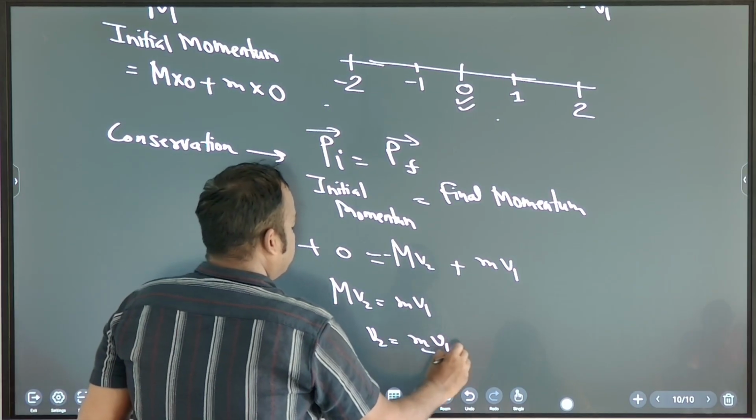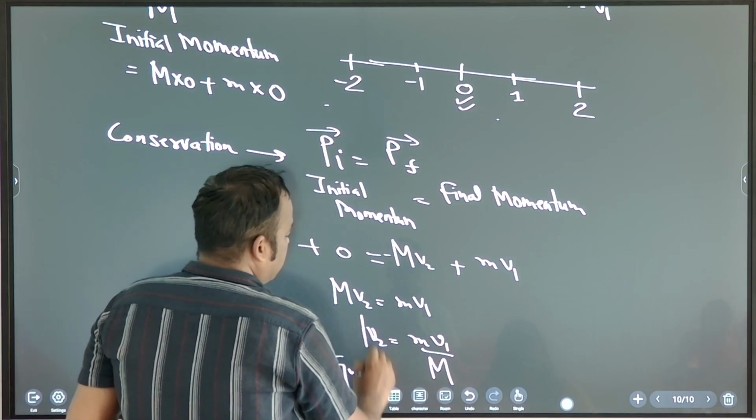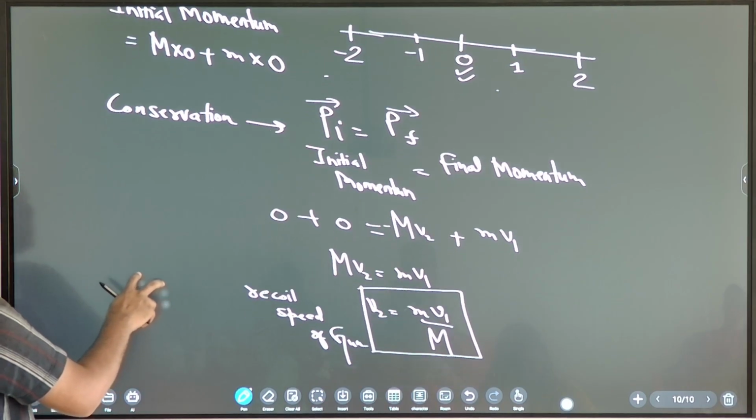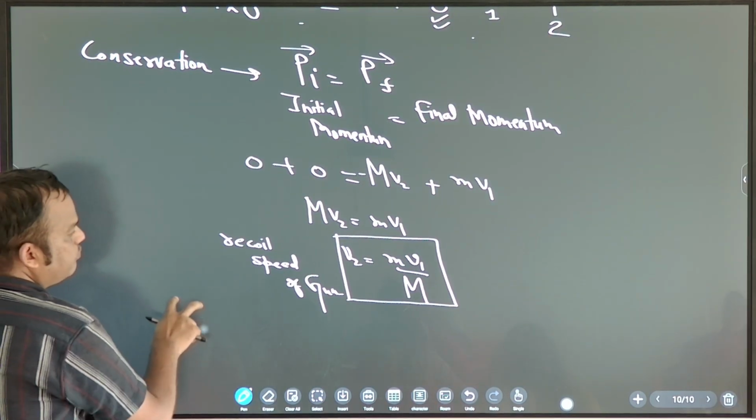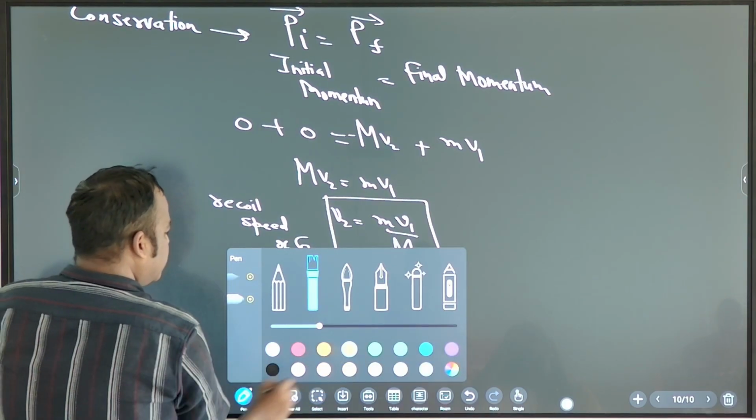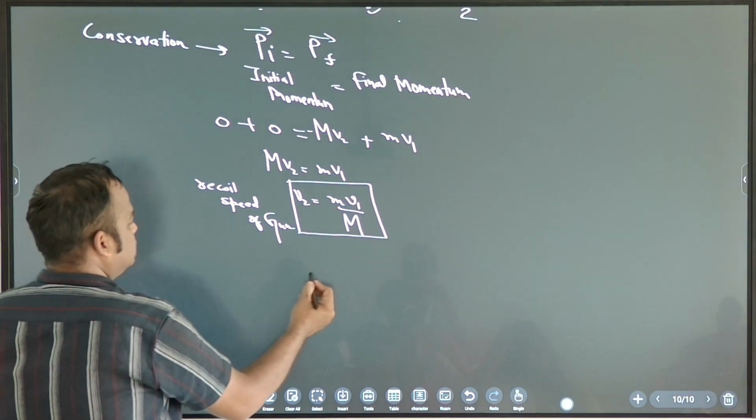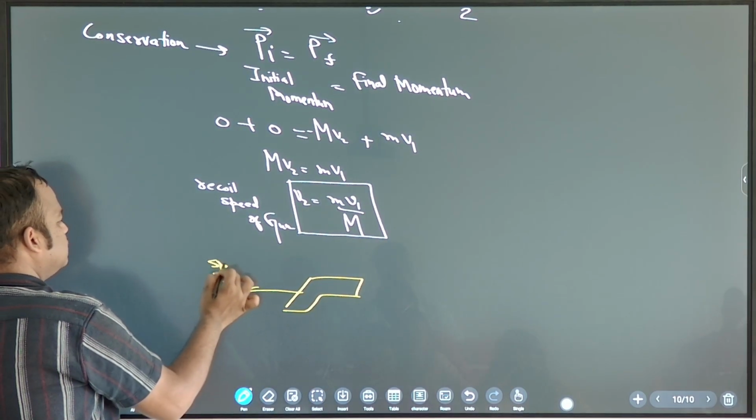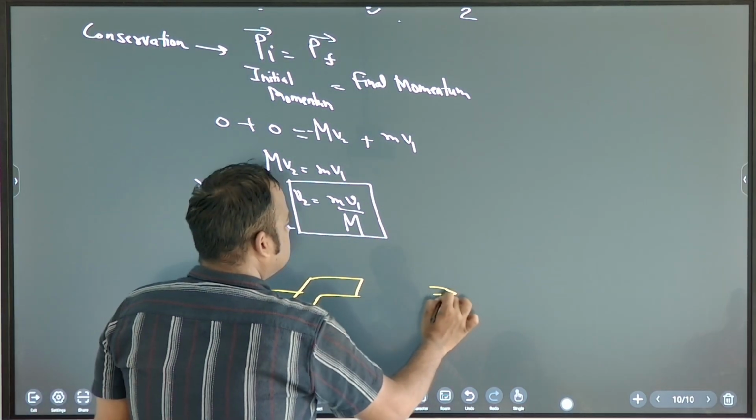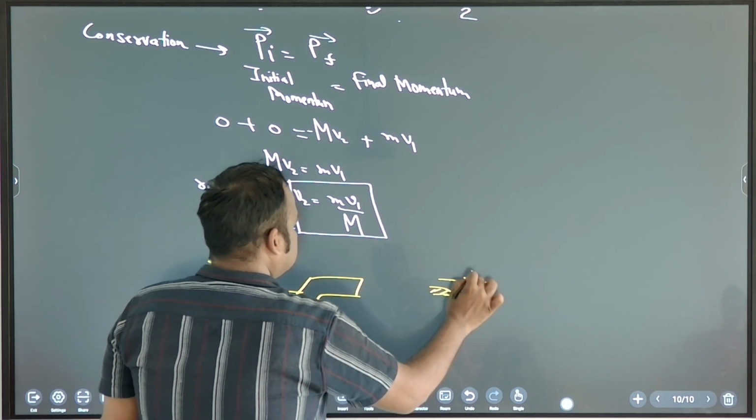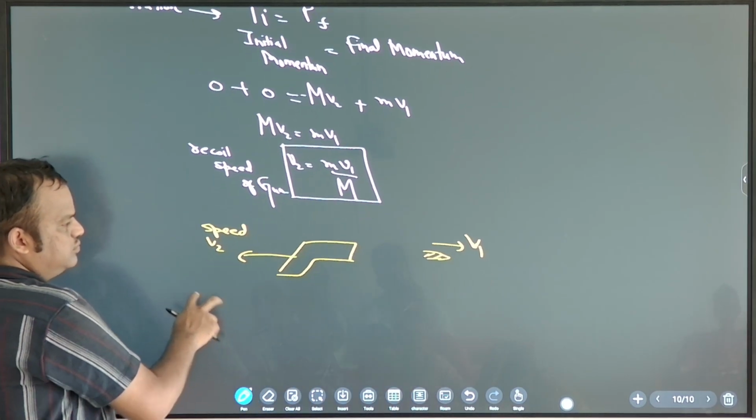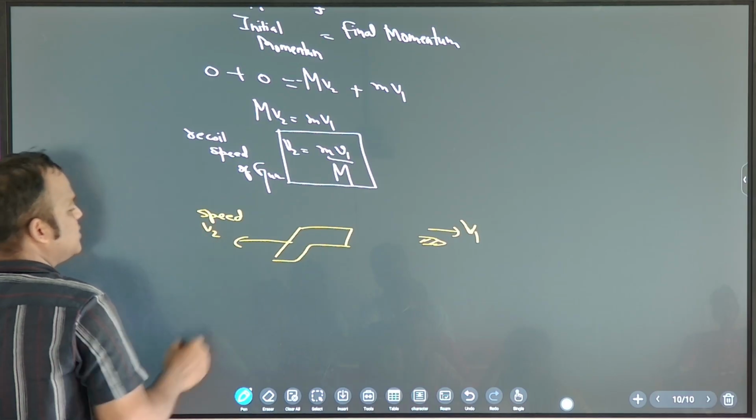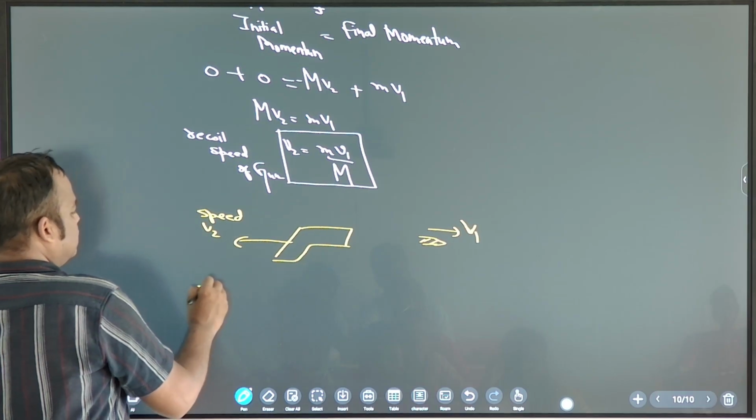Small m v1 by capital M. This is recoil speed. What is the relative speed? Gun is going where? Left. Bullet is going where? Right. So what is the relative speed? V1 minus V2 or V1 plus V2? V1 plus V2. Good.